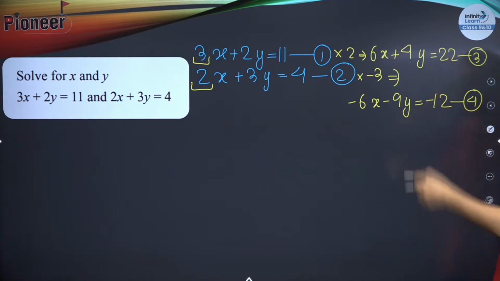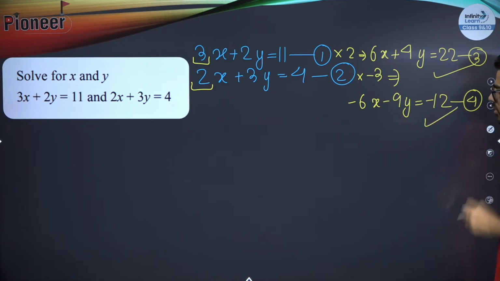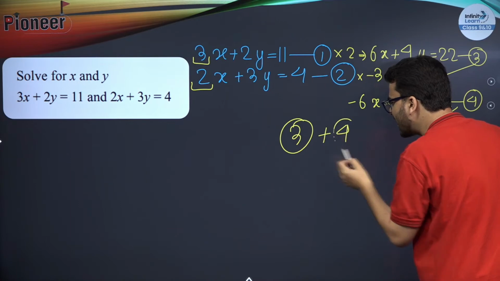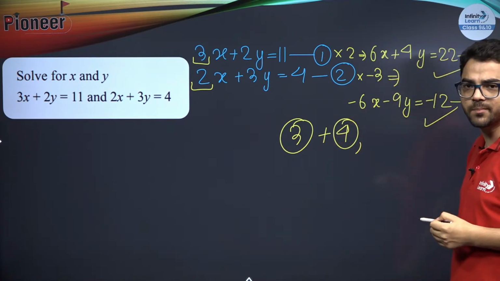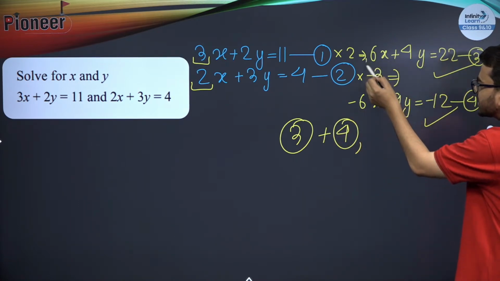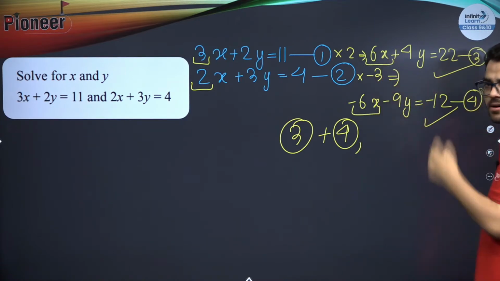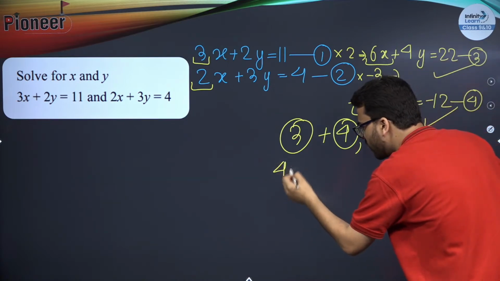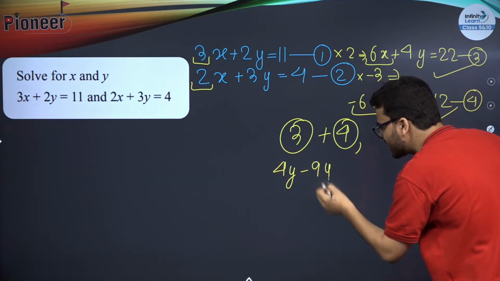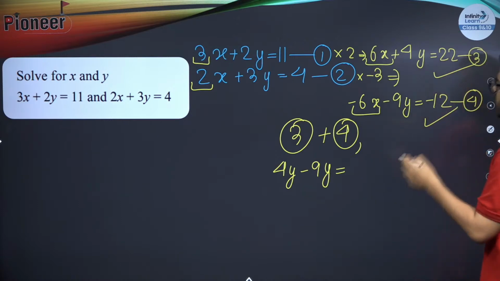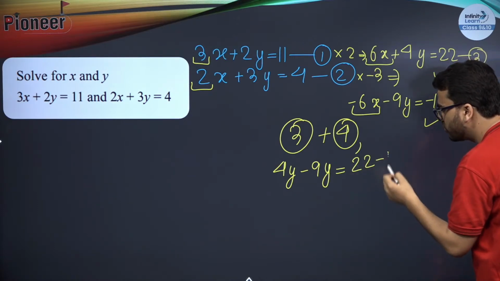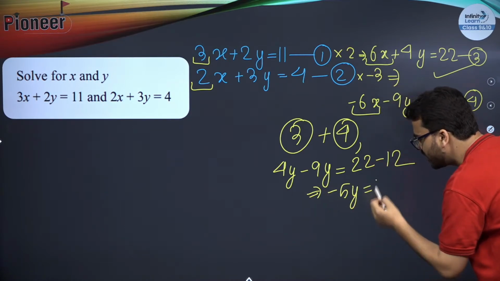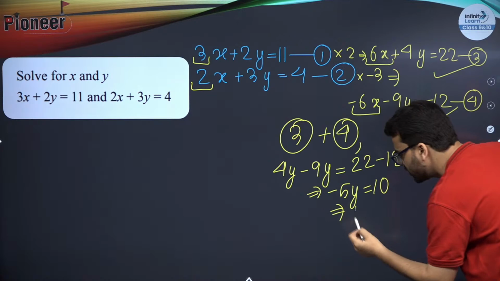Now can I not add the third equation and the fourth equation? Tell me. I can add the equations as well. It is not that every time you have to do subtraction. So if I add, you see 6x minus 6x, they will be cancelled out, that's it. Now you will get 4y minus 9y, and on the right hand side, what will you get over here? You'll get 22 minus 12. So you'll get minus 5y is equal to 10. So y is equal to minus 2 is the answer, right?